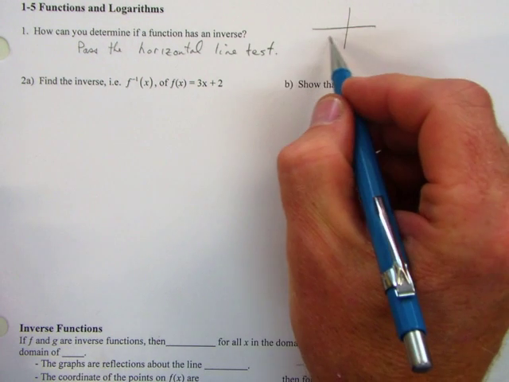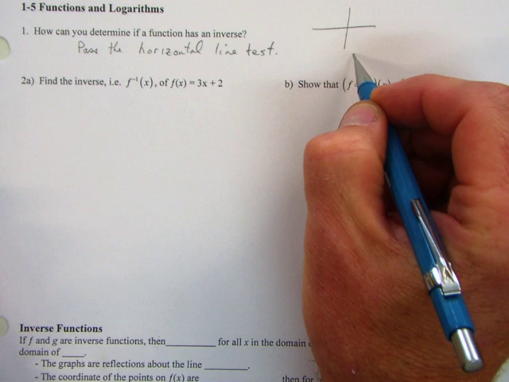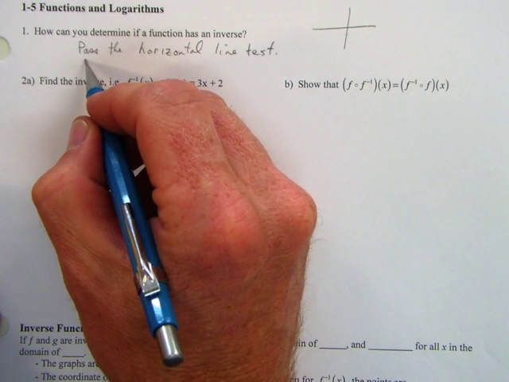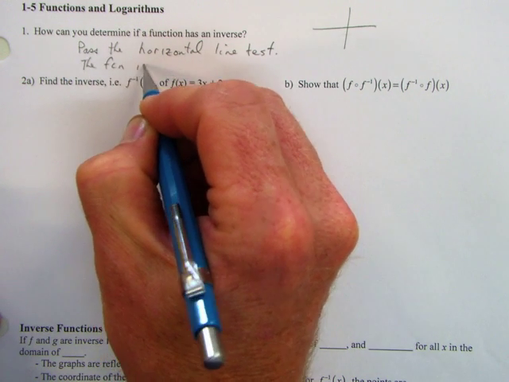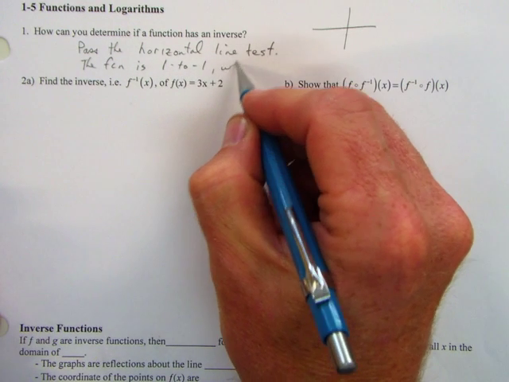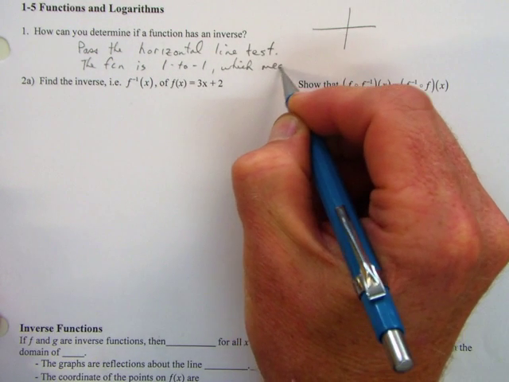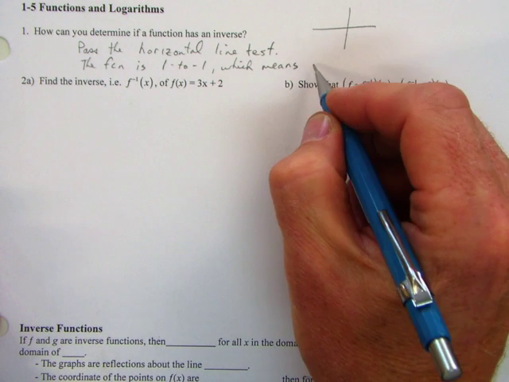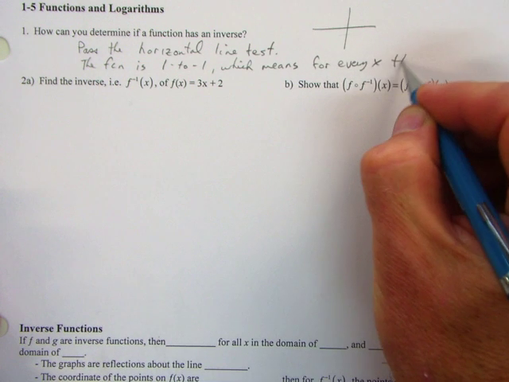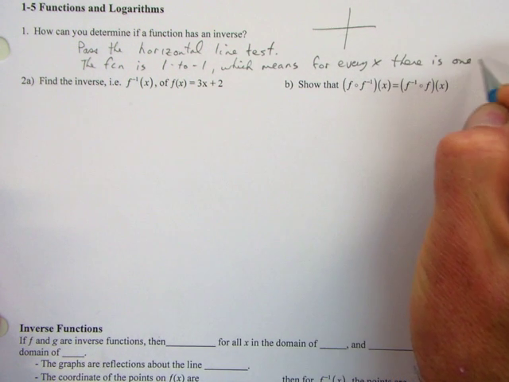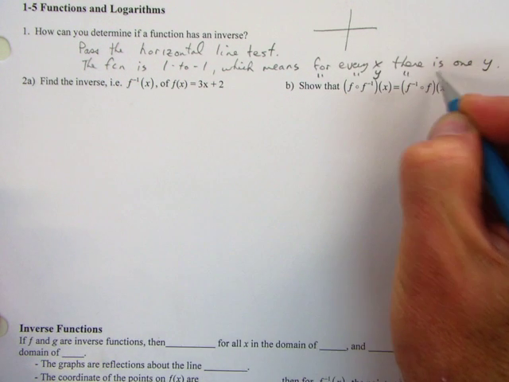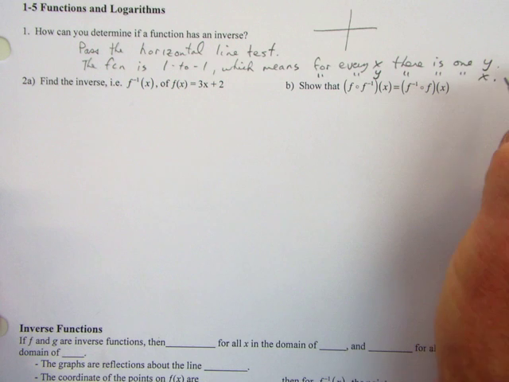So what does that mean? If a function passes the horizontal line test and it passes the vertical line test, that means it is 1-to-1. The function is 1-to-1, which means for every x, there is one y. It also means for every y, there is one x.